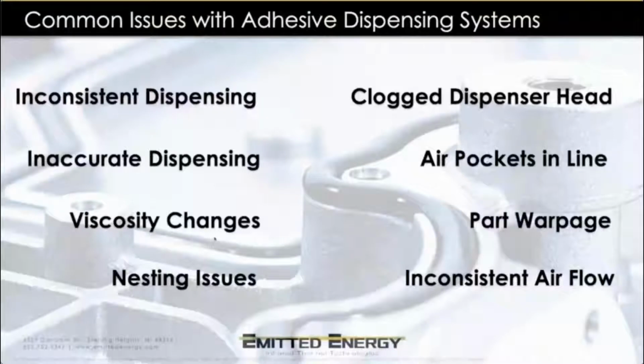This is a very large task, I should say, of getting your head wrapped around how do I ensure that I'm not going to have viscosity issues or inconsistent air issues or part warpage or air pockets in my line, different things like that, or clogged dispenser heads. I mean, there's a lot of variables you have to control in order to have a repeatable, consistent, reliable dispensing system. So those are the common issues.